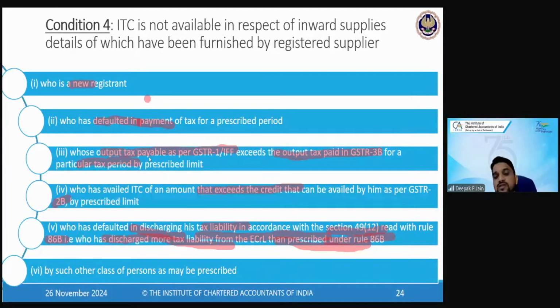Okay, so this is the fourth condition which says that these people will be blocked. Practically, if you see, this is not yet started, but it will start soon on the portal. For now, we haven't seen this enabling in the portal as yet.